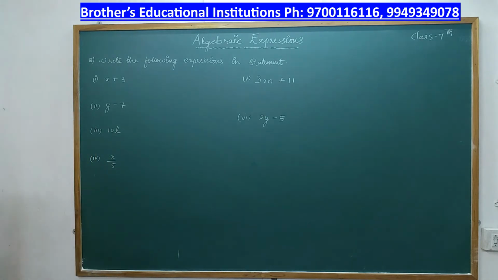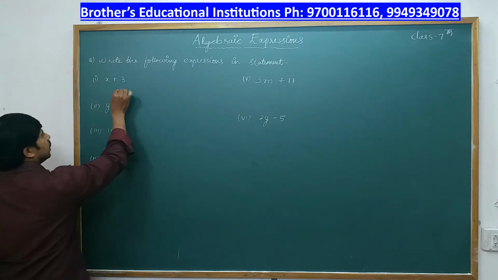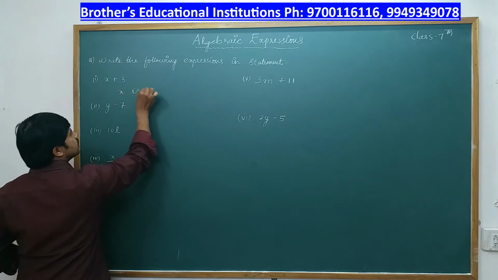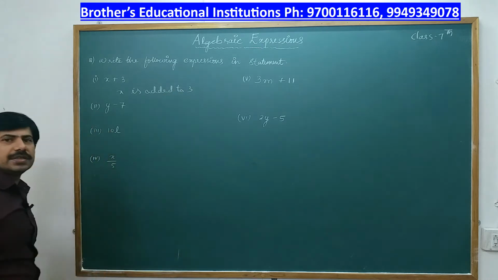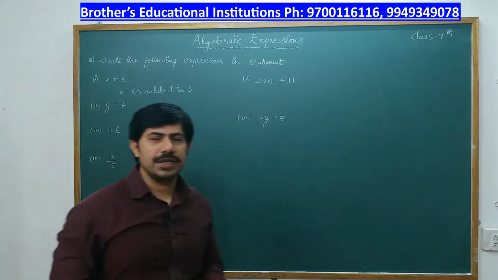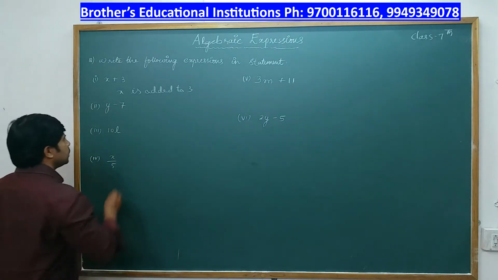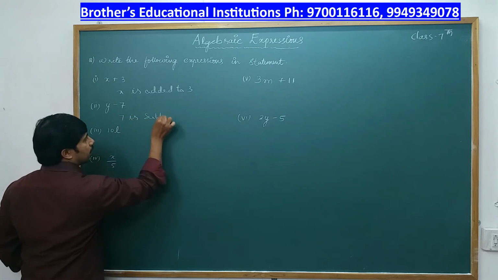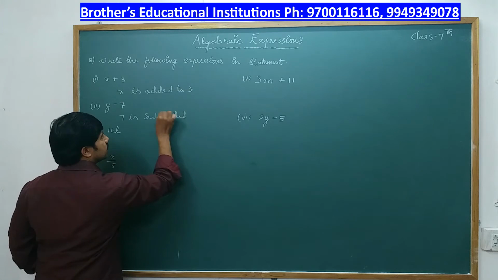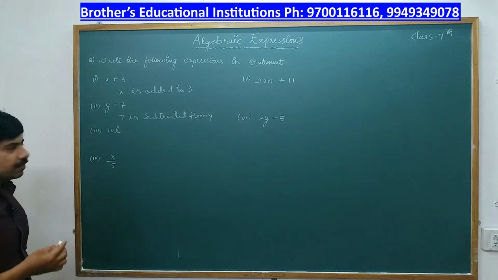Write the following expressions in statement. The first one is x plus 3. How to write this x plus 3 in a statement? It is simple. X is added to 3. If x is added to 3, we will get x plus 3. And the next one is y minus 7. Here 7 is subtracted from y.